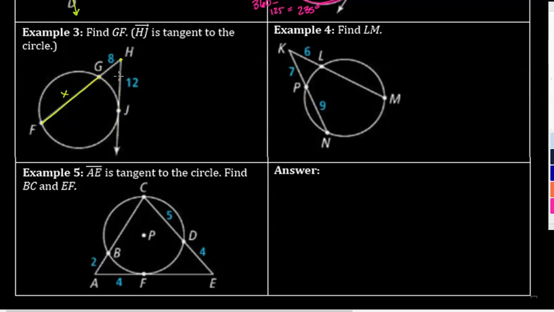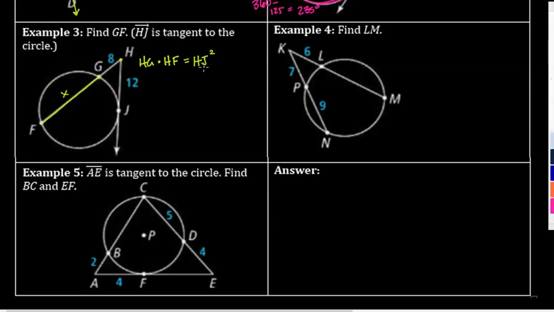Now, in this scenario, we learned that if I take the length of segment HG and multiply it by the length of this longer segment that's going to the opposite side of the circle from where G is, that would be segment HF, that should equal the length of the tangent segment squared.